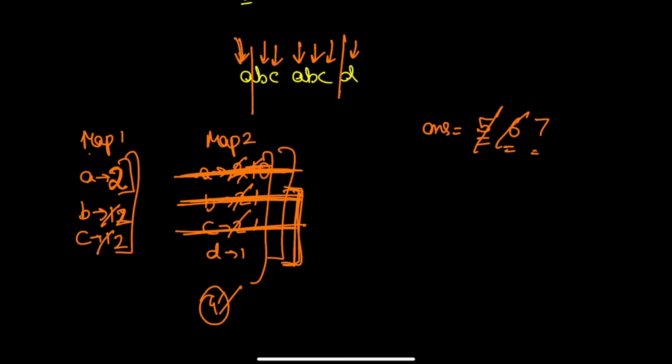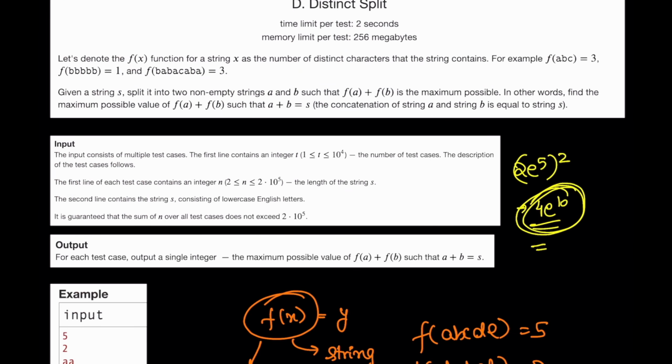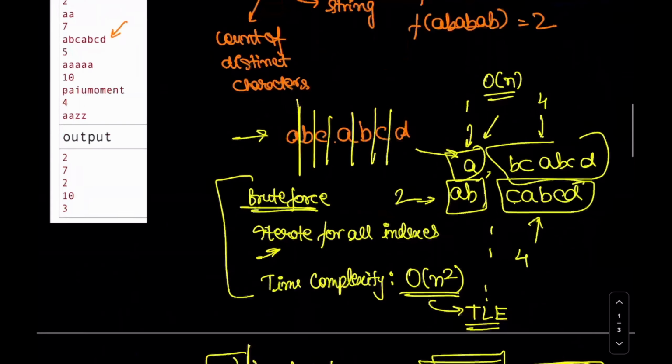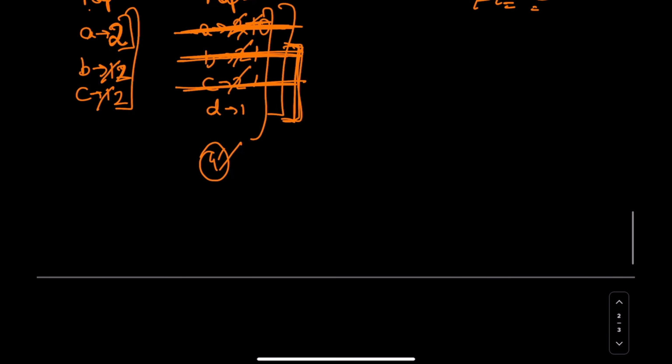And we cannot delete this index, like the length needs to be at least 1. It's already given that we need to split them into 2 non-empty strings, so one of the strings cannot be empty. So our answer was 7 here, and that is the answer that's given. So I hope you understood the dry run.